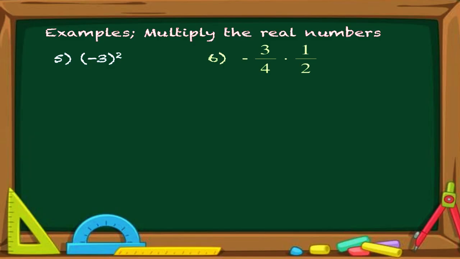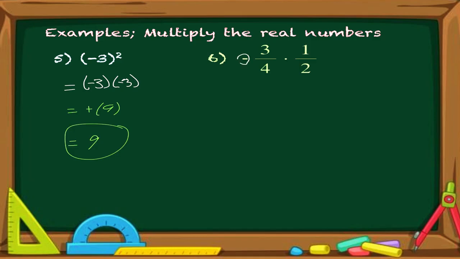This first one, we have to understand what we're looking at. We're looking at negative 3 squared. So what that means is we're taking negative 3 times negative 3, twice, 2 times there. So negative 3 times negative 3 is going to be double negative, so it's going to be positive 9. So that would be my final answer, 9.